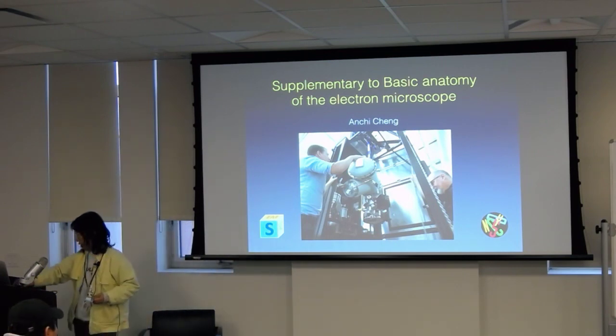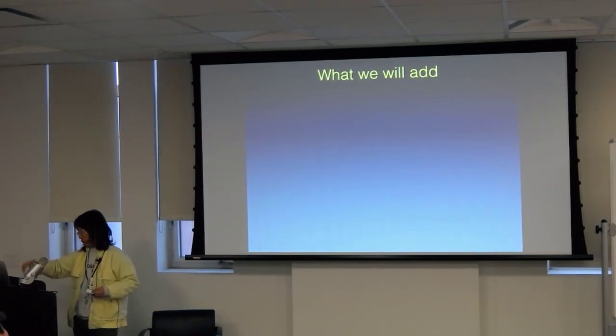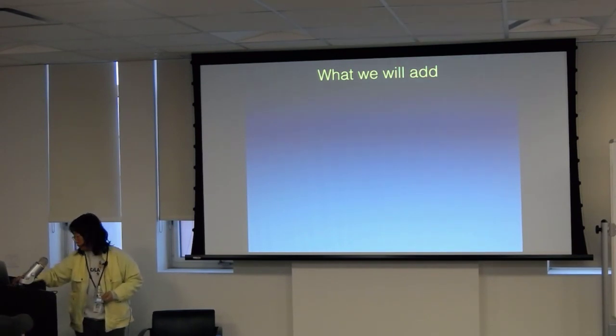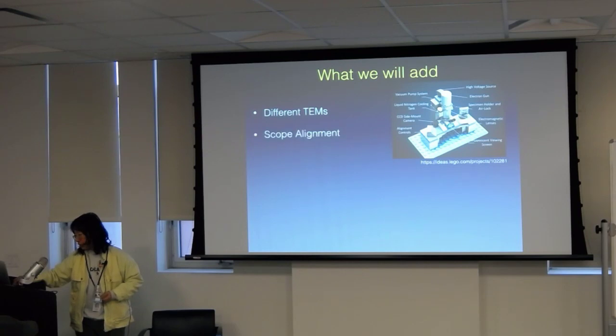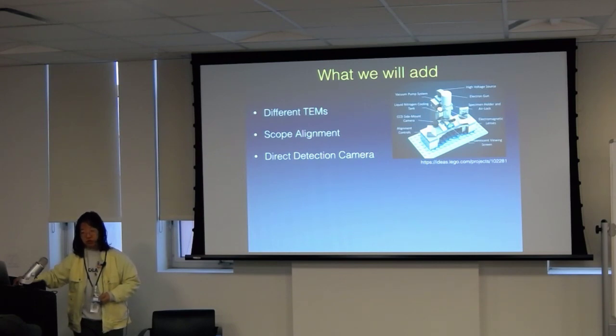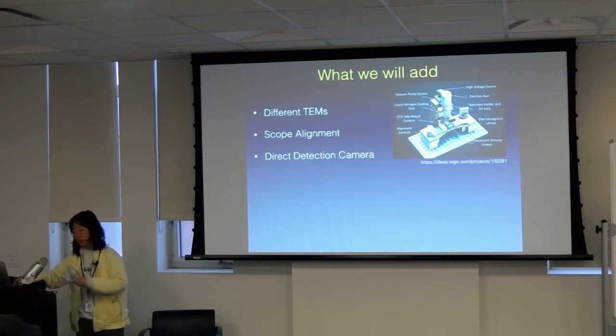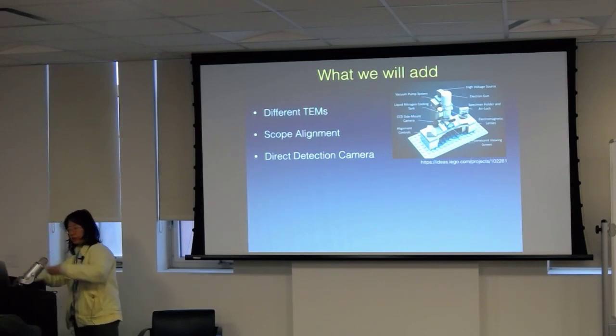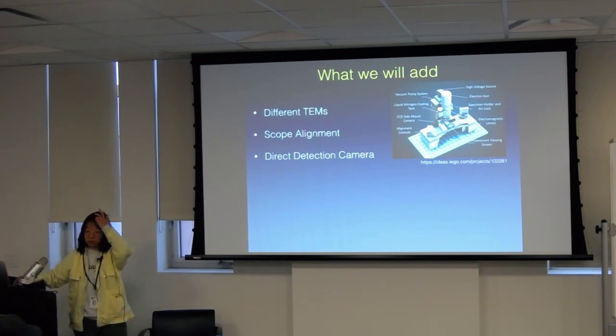Okay? So, what are we will add? Different TEM. I want to talk a little bit about scope alignment. If you ever get a chance to align a scope, what you should do, what you should not do. The direct detection camera, I want to add a little bit of that because once you start to collect data to get high resolution information, you're going to start using all this.